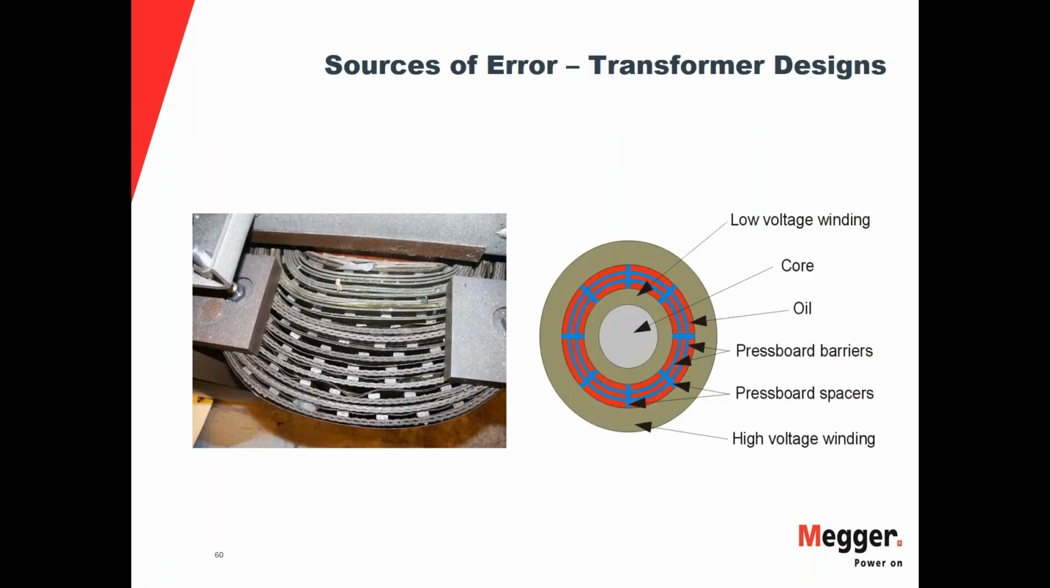So where do we get some of these sources of error? Again, we refer back to how the transformer is designed and how it is built. Obviously, we have our high voltage winding on the outside, low voltage winding on the inside. We have press board, we have space, we have oil, we have the core, all these things. So depending on the design, you can see errors higher on the step up method, but they've been found to be marginal.